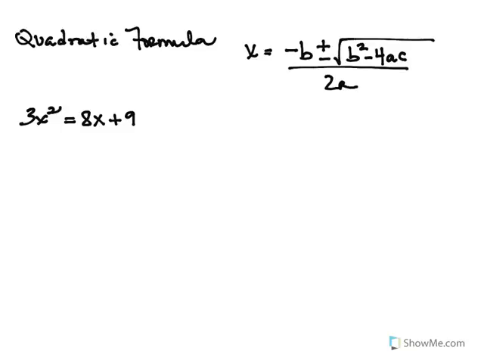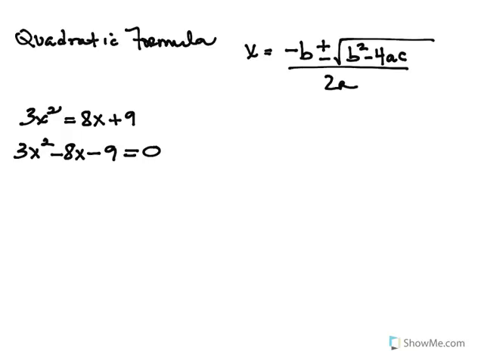Okay, so we're going to solve using the quadratic formula. So we have a quadratic equation here: 3x squared equals 8x plus 9. One thing about quadratic equations, since we're using the quadratic formula, we need everything on one side. So we need the equation to equal 0.